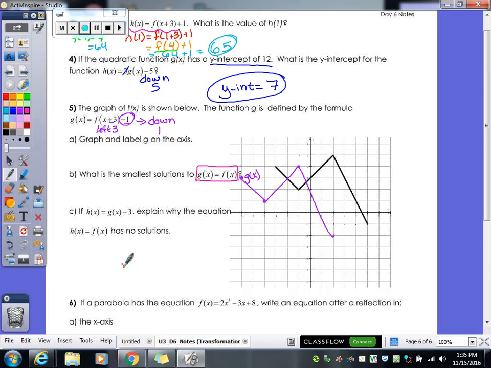So they are equal when the two graphs what? Cross. So which one of those is lower? Isn't this one here on the right a little bit lower? It's at like 1, 2, 2.8-ish. We got to estimate a little bit there. 2.7 would work also.